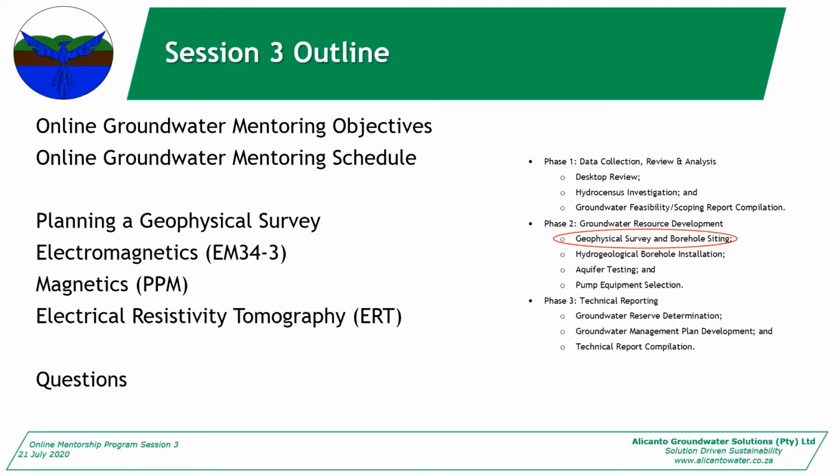The 4 main aspects we're going to focus on are planning a geophysical survey, the electromagnetics EM34 method, the Proton Precession Magnetometer magnetics method, and then electrical resistivity tomography, or ERT, or just resistivity. These are the 3 main methods that we use in groundwater exploration. The other ones are either a bit too technical to do, like your seismics, or we don't do it unless we absolutely have to. And then we'll go through our questions again.